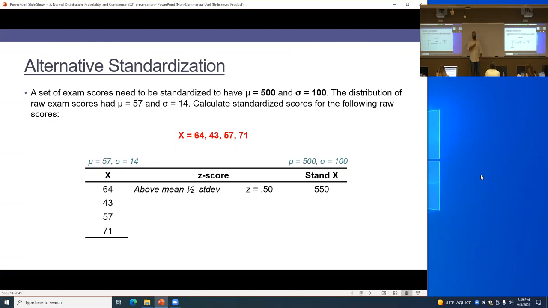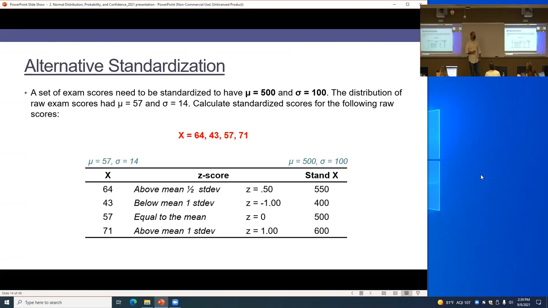Pretty straightforward. Here, I've got a score of 43. I'm one standard deviation below the mean, a z score of -1. Ends up being my alternative scale: one standard deviation below the mean is going to be 400, if I want a mean of 500 and standard deviation of 100. Same thing, 57, exactly on the mean, z score of 0, is going to be equal to 500.